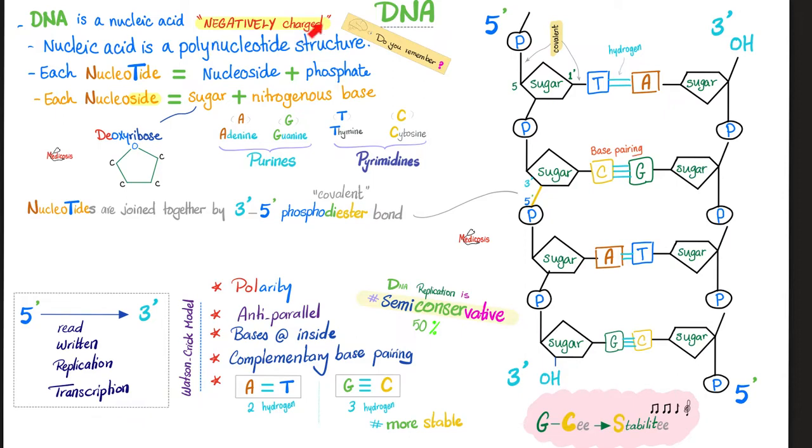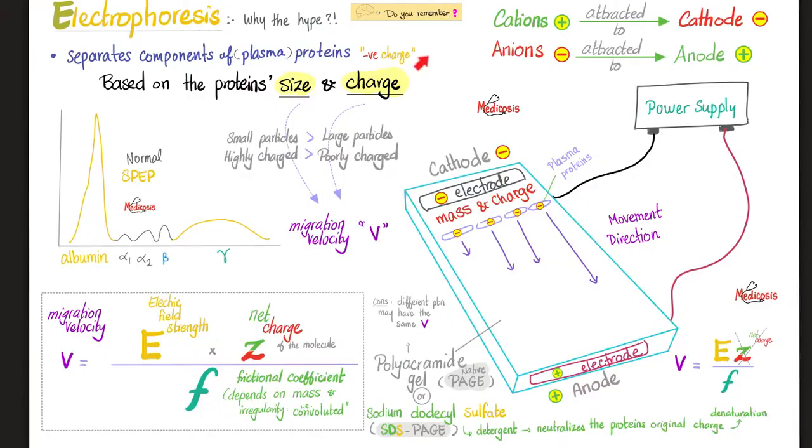Please remember that my DNA is negatively charged. Why? Because the phosphate is negatively charged. And if you watched my previous video on electrophoresis in this biochemistry playlist, I've told you that electrophoresis means electrical separation. We separate different molecules based on their size and their charge. If you are positively charged, you will be attracted to the negative electrode, i.e. the cathode. But if you are negatively charged, like DNA, you will be attracted to the positive electrode, which is the anode.